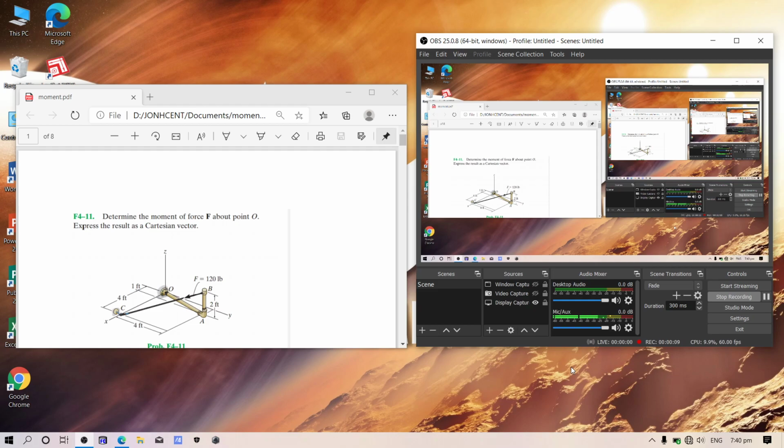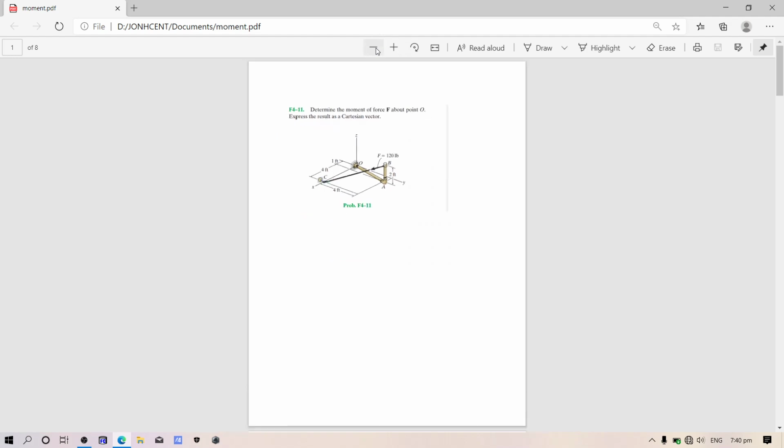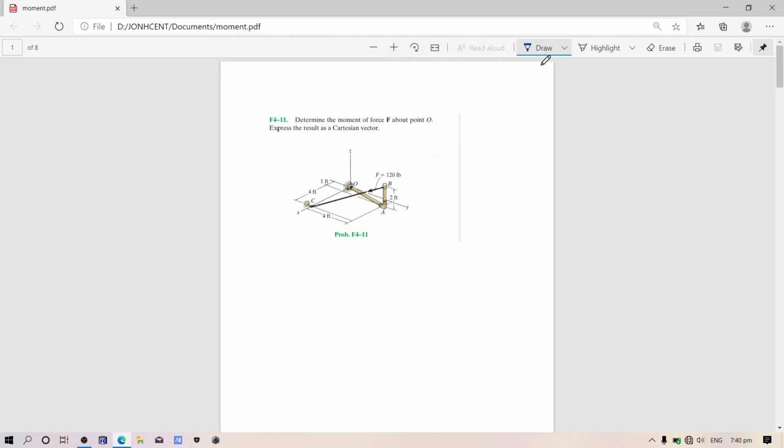So one topic na pag-uusapan natin ngayon is about moment of a force 3D. Okay? So dito, kukunin natin yung moment. So for our first example, we have to determine the moment of a force F about point O. Express the result as a Cartesian vector.